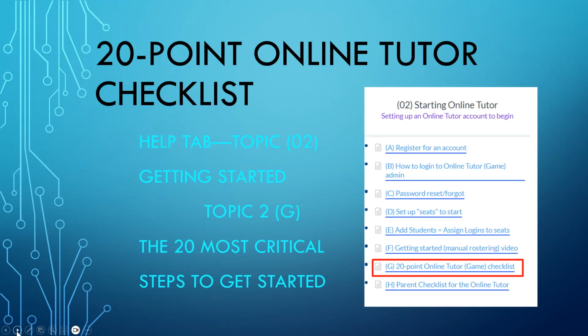On the Help tab, Topic 2 is Getting Started. Topic 2, G, gives you a link to this 20-point checklist. These are the 20 most important things to do to get started on an effective implementation.